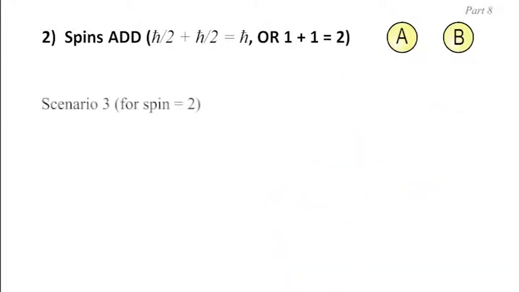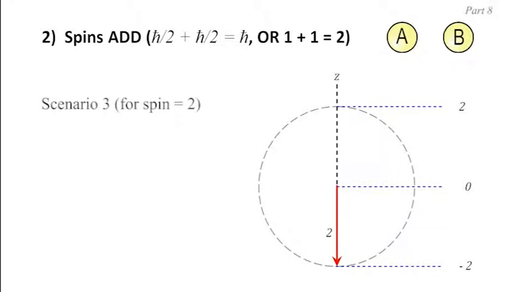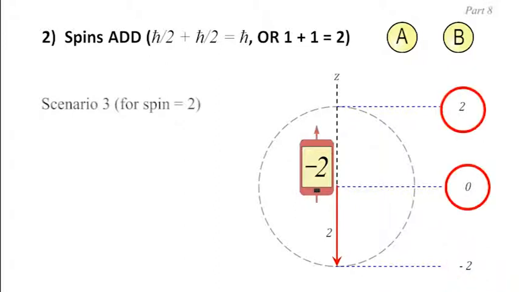Thirdly, and this should all be obvious by now, consider the case where the spin-2 combination is definitely pointing in the negative z direction. This means that if you measure the component of the spin in the z direction, you will definitely get the answer minus 2. You have 0 probability of getting the other two answers.